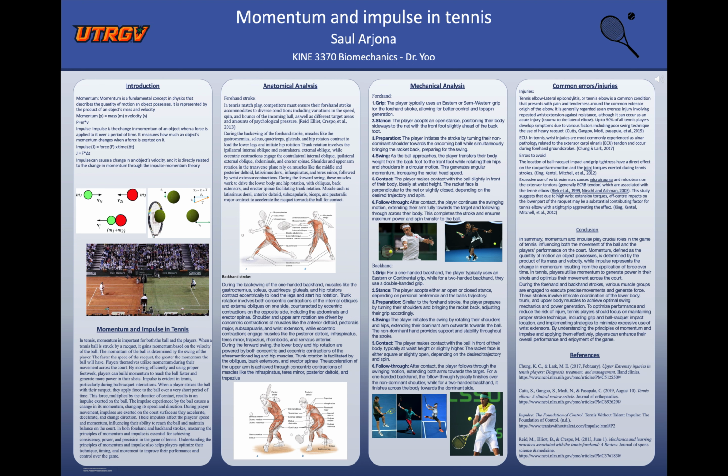Number four, the swing. As the ball approaches, the player transfers their body weight from the back foot to the front foot while rotating their hips and shoulders in a circular motion. This generates angular momentum, increasing the racket head speed. Number five, contact. The player makes contact with the ball slightly in front of their body, ideally at waist level. The racket face is perpendicular to the net or slightly closed, depending on the desired trajectory and spin.